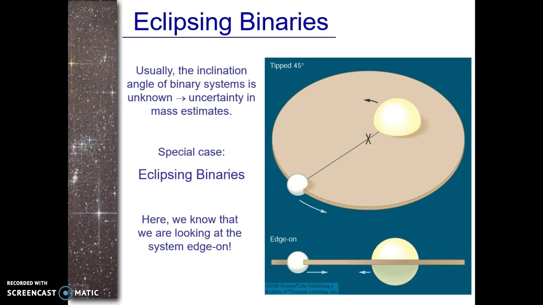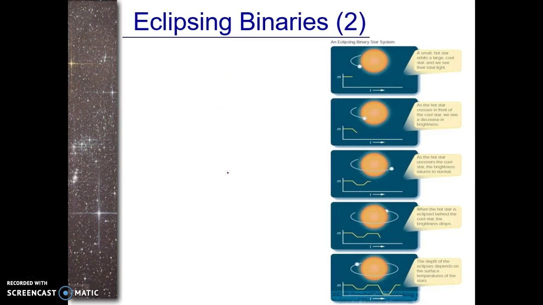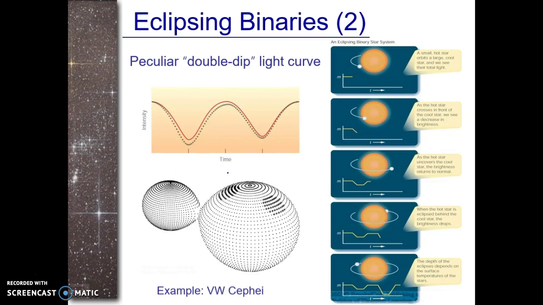And we know that we're looking at it edge on because, like I said, part of the light is blocked and the total brightness will decrease. So if the stars lie in a single plane, they can cross in front of each other, and we see them eclipse each other from Earth. What we would see is two stars rotating around each other. The intensity is great when they're near each other, and then when one goes in front of the other, it dips.